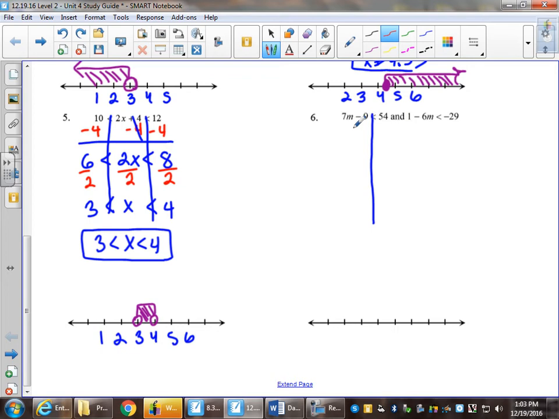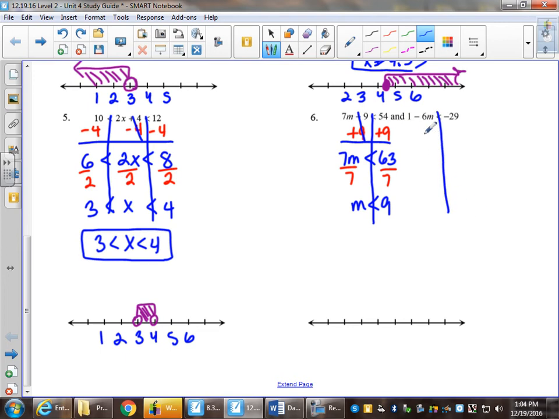I see that I have a minus 9 here. I can add 9 to both sides. So I get 7m is less than 54 plus 9. We get 63. We'll divide by 7, divide by 7. M is less than 63 divided by 7 is 9. So that's one piece. I guess I don't have to write it again. Now let's go work on the second piece.